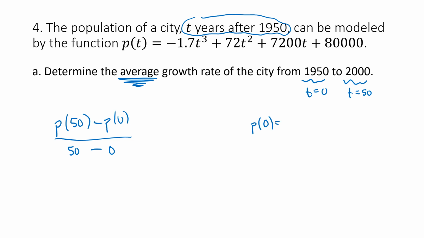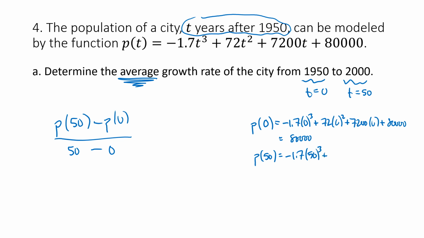P of 0, that's going to be negative 1.7 times 0 cubed plus 72 times 0 squared plus 7200 times 0 plus 80,000. That's a whole bunch of zeros, so that's just going to give me 80,000. And then P of 50, very similar. I'm just going to put in 50 for my t. 50 cubed plus 72 times 50 squared plus 7200 times 50 plus that 80,000. Hop over to my calculator and work all that out, and I get 407,500.